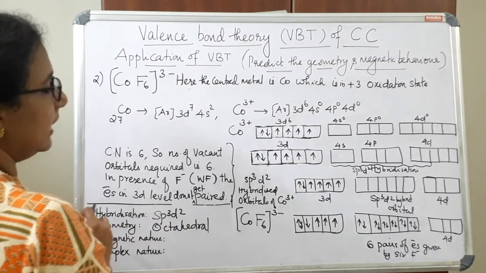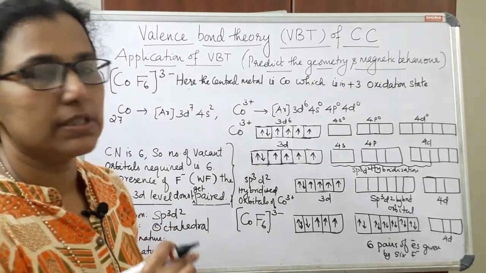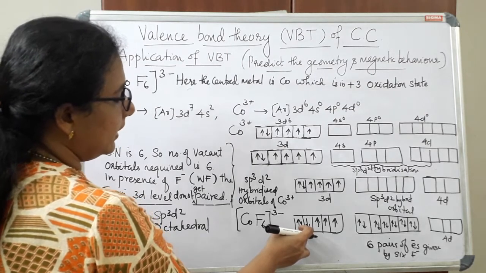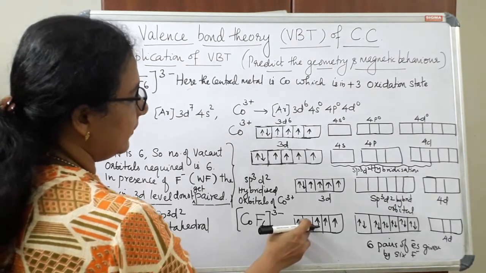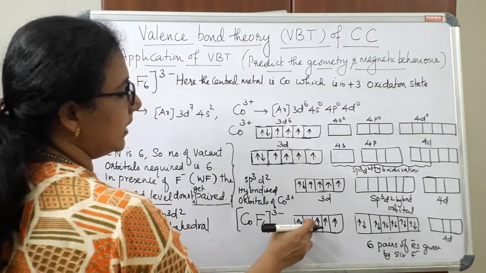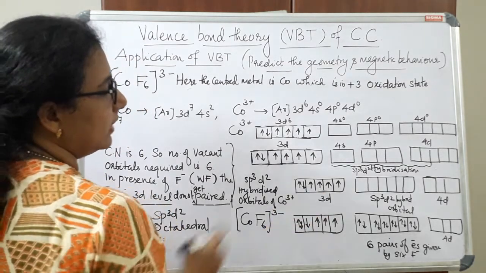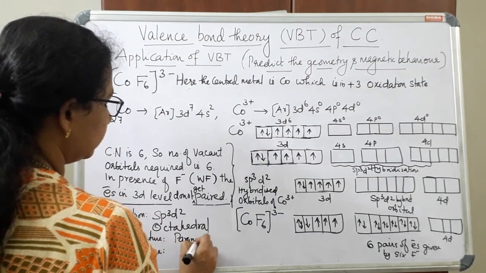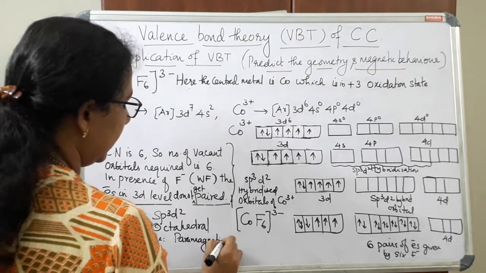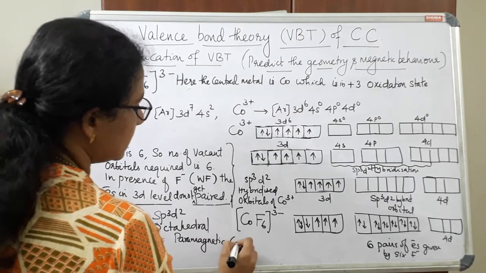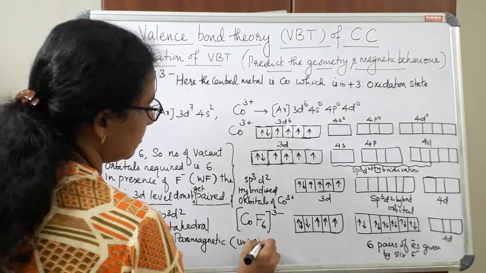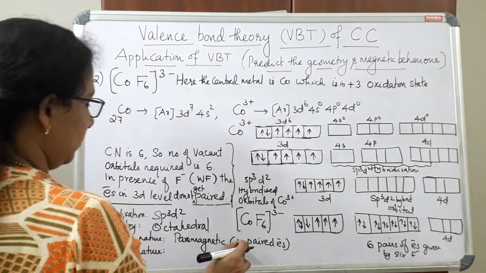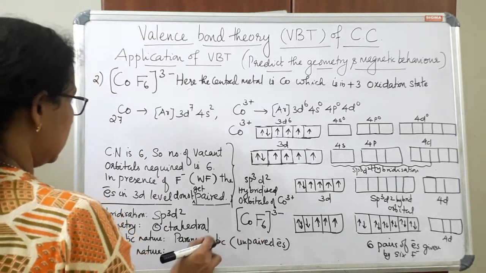Then comes the magnetic nature: whether the complex is paramagnetic or diamagnetic. For that we need to check whether any unpaired electrons are there. Here we can see there are unpaired electrons, so it is paramagnetic in nature. Why is this complex paramagnetic? Because of the presence of unpaired electrons.